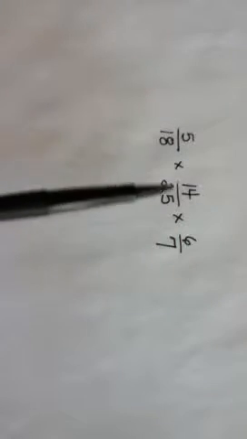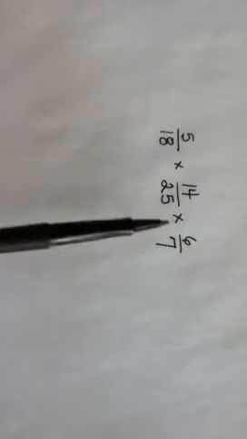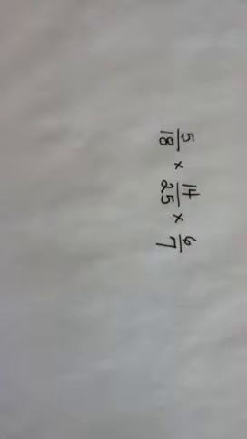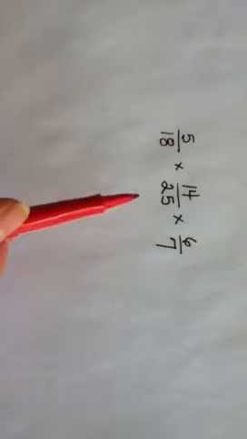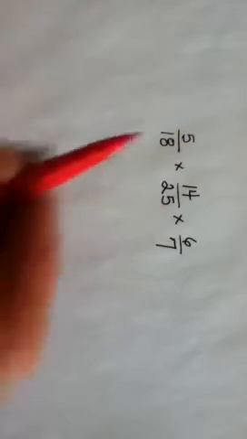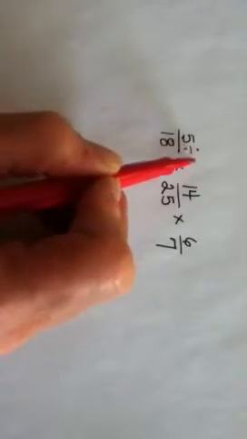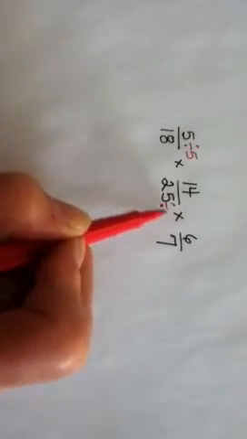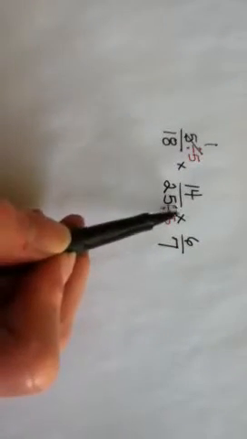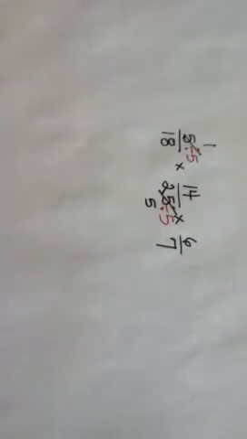One, you must see a multiplication sign. You could not pre-reduce if you saw addition or subtraction or division. Two, when pre-reducing, we are looking at one number in the numerator and one number in the denominator. So if I look at two numbers, let's look at the 5 and the 25. Do those two numbers have something in common? Well, I can divide both of those numbers by 5. So 5 divided by 5 is 1. 25 divided by 5 is 5.